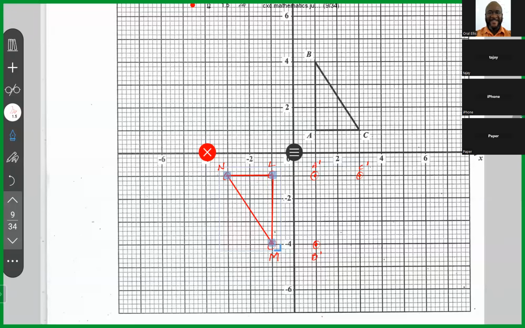All right, so when you're doing this, you must ensure you use a ruler. So that would be LMN. How did we get LMN? ABC became LMN after 2 reflections, a reflection first in the x-axis, followed by a reflection in the y-axis.